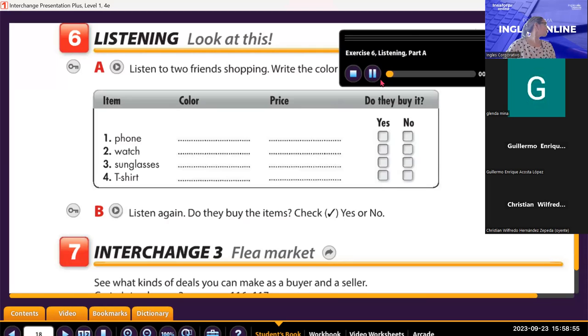Page 18, Exercise 6, Listening. Look at this. Part A. Listen to two friends shopping. Write the color and price for each item.